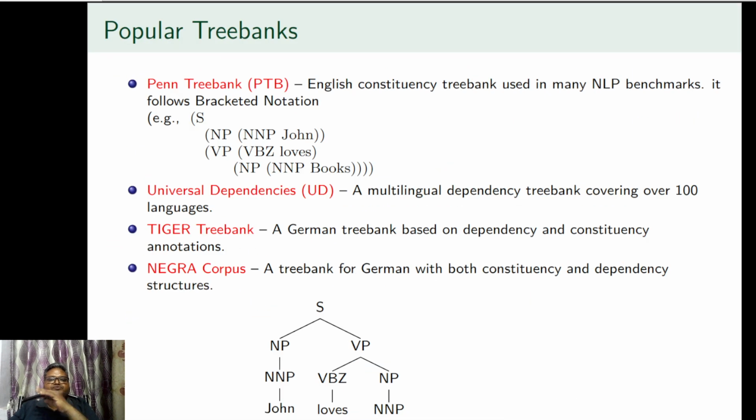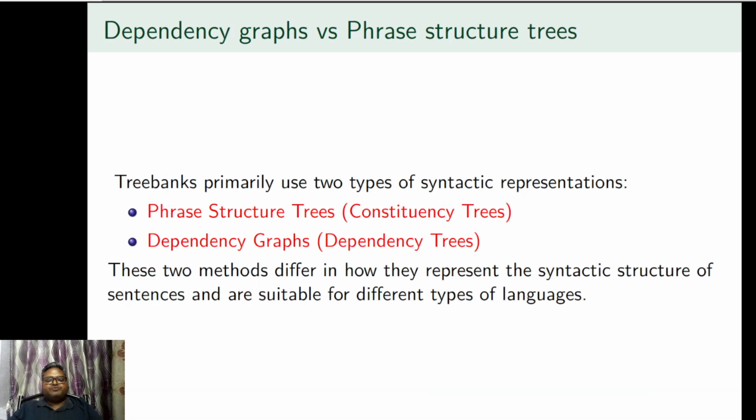So there are different types of popular tree banks. One is known as the Penn Treebank, which is based on phrase structure graphs, and Universal Dependencies, based on dependency graphs. Tree banks are formed by phrase structure trees or dependency graphs.